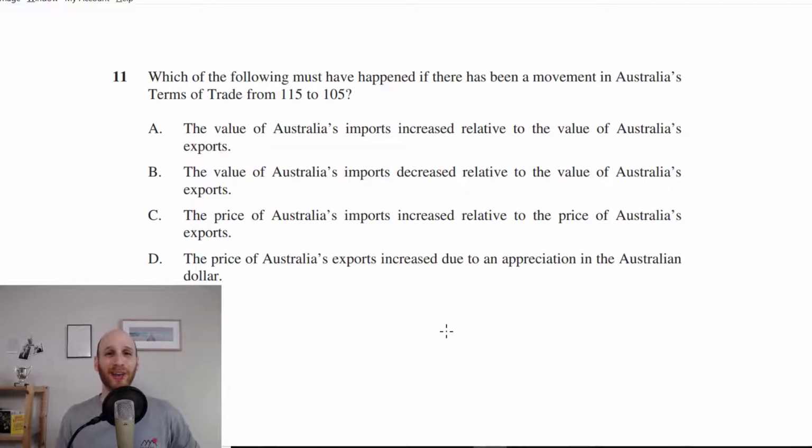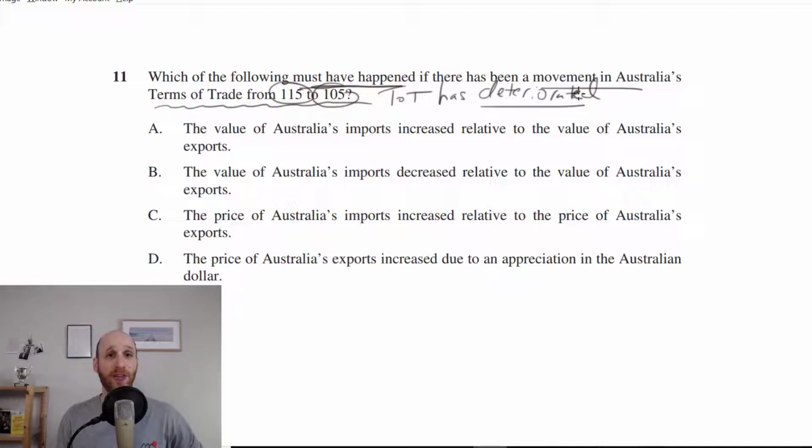Question 11, and here's one where I do feel like the examiners might be trying to catch you out. So let me explain that. Let's have a look at the question first. Which of the following must have happened if there has been a movement in Australia's terms of trade from 115 to 105?